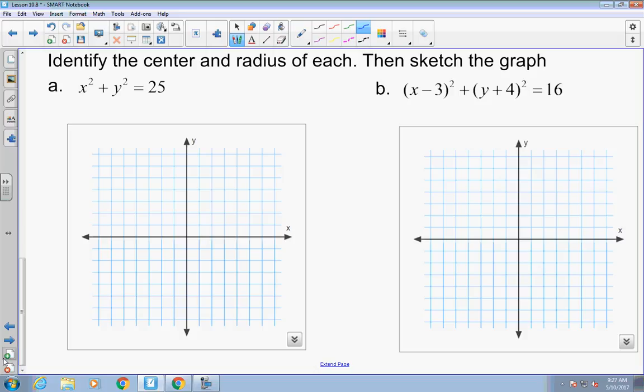Now, this one, I'm going to give you the equation, and you are going to tell me the center and the radius, and then graph it. So, looking at this right here, what's my center going to be? It's going to be at the origin. And what's my radius going to be? Radius is going to be 5, because you've got to take the square root of that constant. So I'm at the origin, and then from there, I go 1, 2, 3, 4, 5 in every direction. And then I can attempt to draw my circle. I'm not a very good circle drawer.